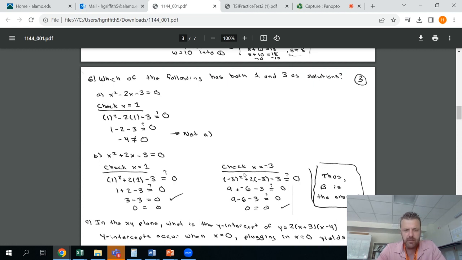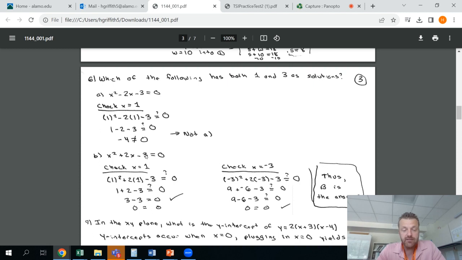If you plug in minus 3, for x squared we plug in the minus 3, and for x we plug in the minus 3. Do the arithmetic. Minus 3 squared is 9. 2 times minus 3 is minus 6. We have another minus 3 here, so let's do our arithmetic. 9 minus 6 minus 3 is actually 0. 0 equals 0. So not only was 1 a solution to this equation, but so was minus 3.